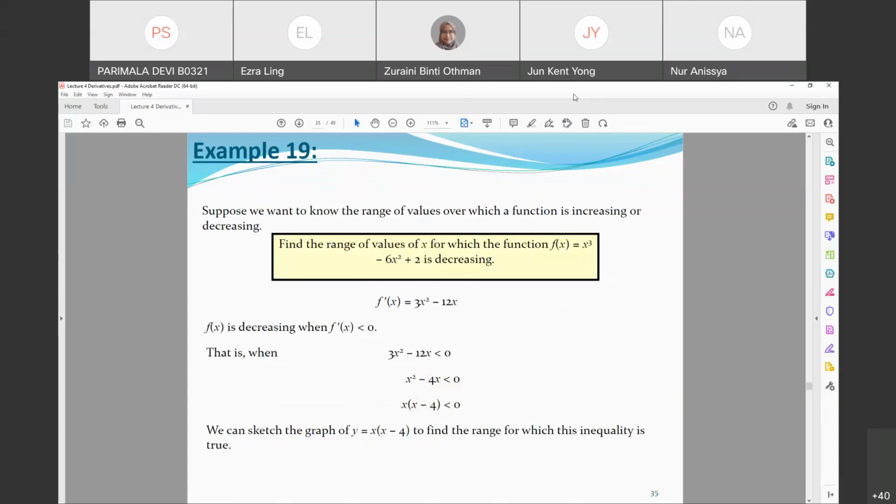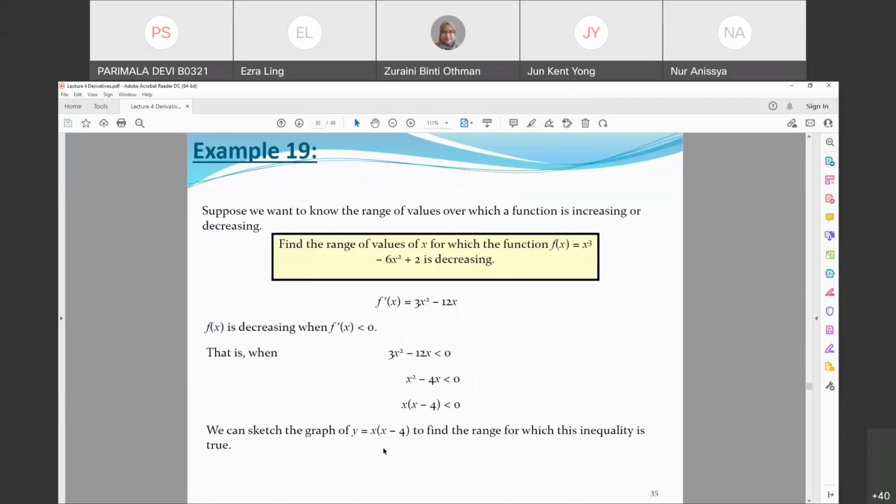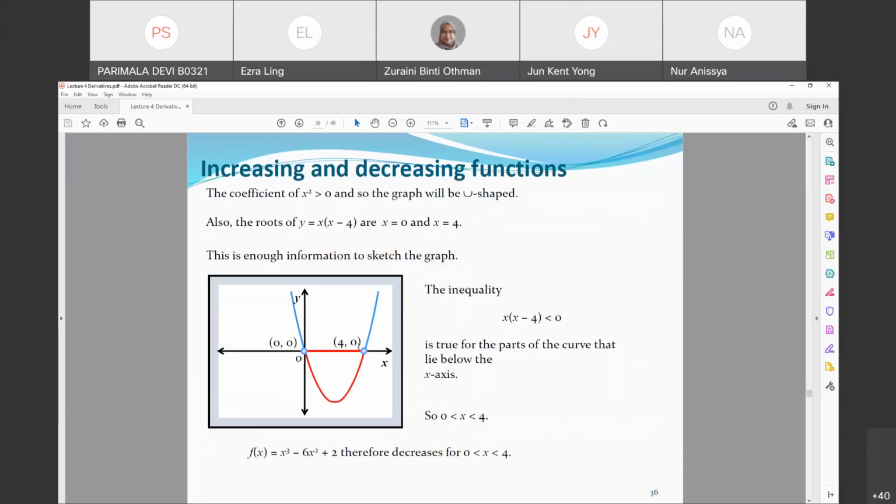Macam ni. Okay, so sekarang kita dah buat dia peringkat pertama kan? Okay, lepas tu kita tahu it will decrease when it is less than 0. Then you have to find the value of x when it is less than 0. When it is less than 0, the value of x, kita boleh sketch je kat sini. Macam ni. Okay, bila kita tahu dia less than 0, dia di antara 0 dan 4 kan? Ini ialah 0, ni ialah 4.